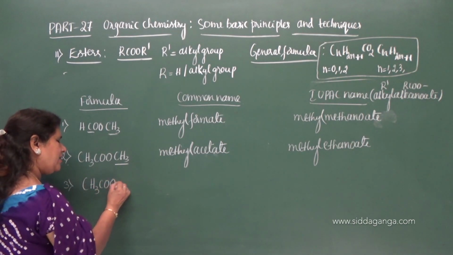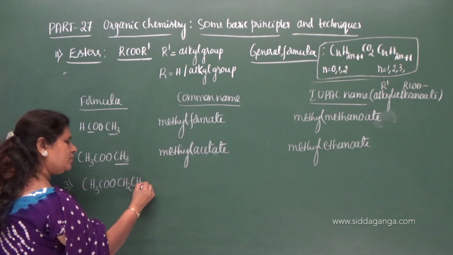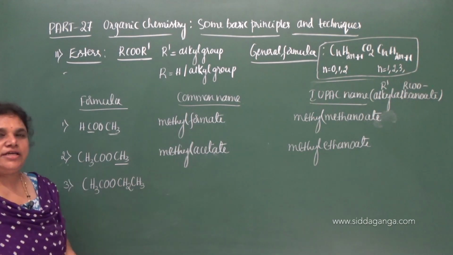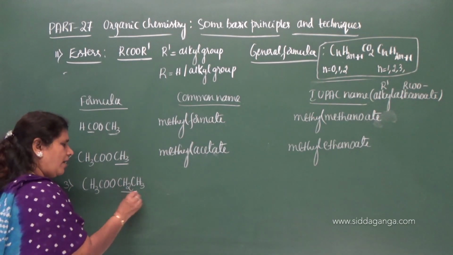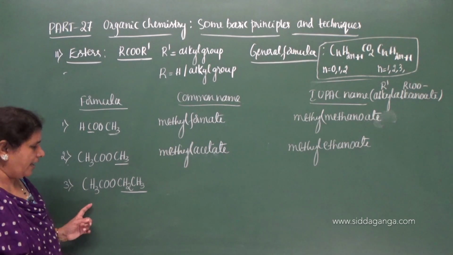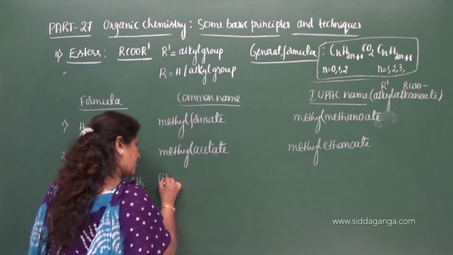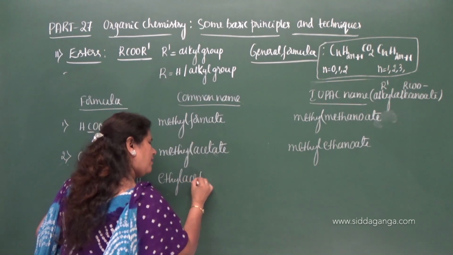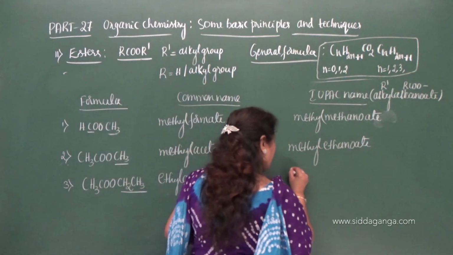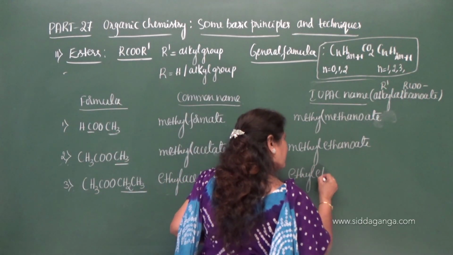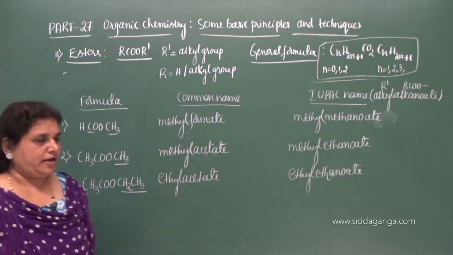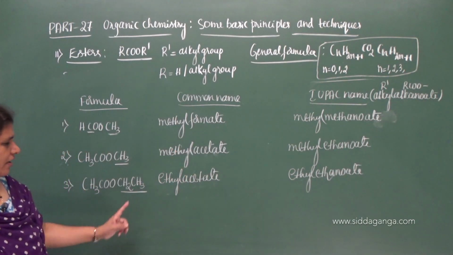CH3COOCH2CH3. So now what is R dash here? R dash is ethyl group, and what is this acid? Acetic acid. Again it is acetate. So therefore it is ethyl acetate. What is the name? Ethyl acetate. Then what is the IUPAC name? Ethyl ethanoate. Ethyl ethanoate is the IUPAC name. Instead of methyl, I have written here ethyl group.